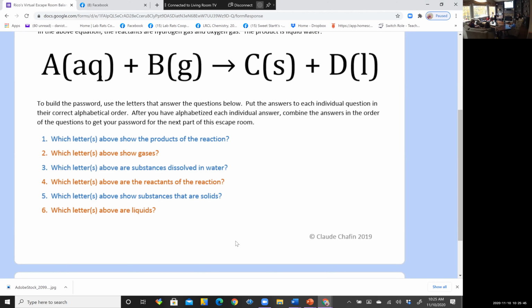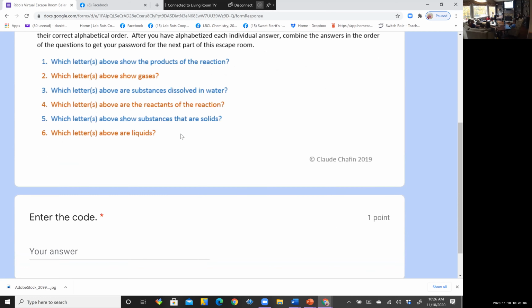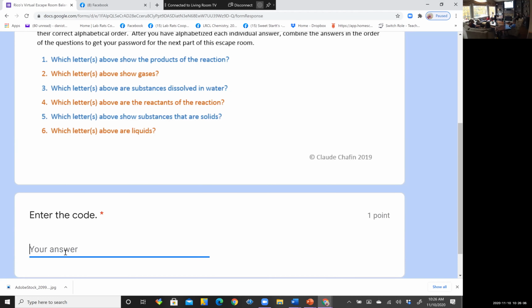All right. So what letters do we have to use? All those in the top? So if it says, for example, which letters above, meaning this line here, show the products of a reaction. C and D. Can I put D and C? No, we can't, because they have to be alphabetical. So we have to write it as C and D. You guys understand that one? All right, so let's put those in. The first one, capital C. Okay. How about number 2?